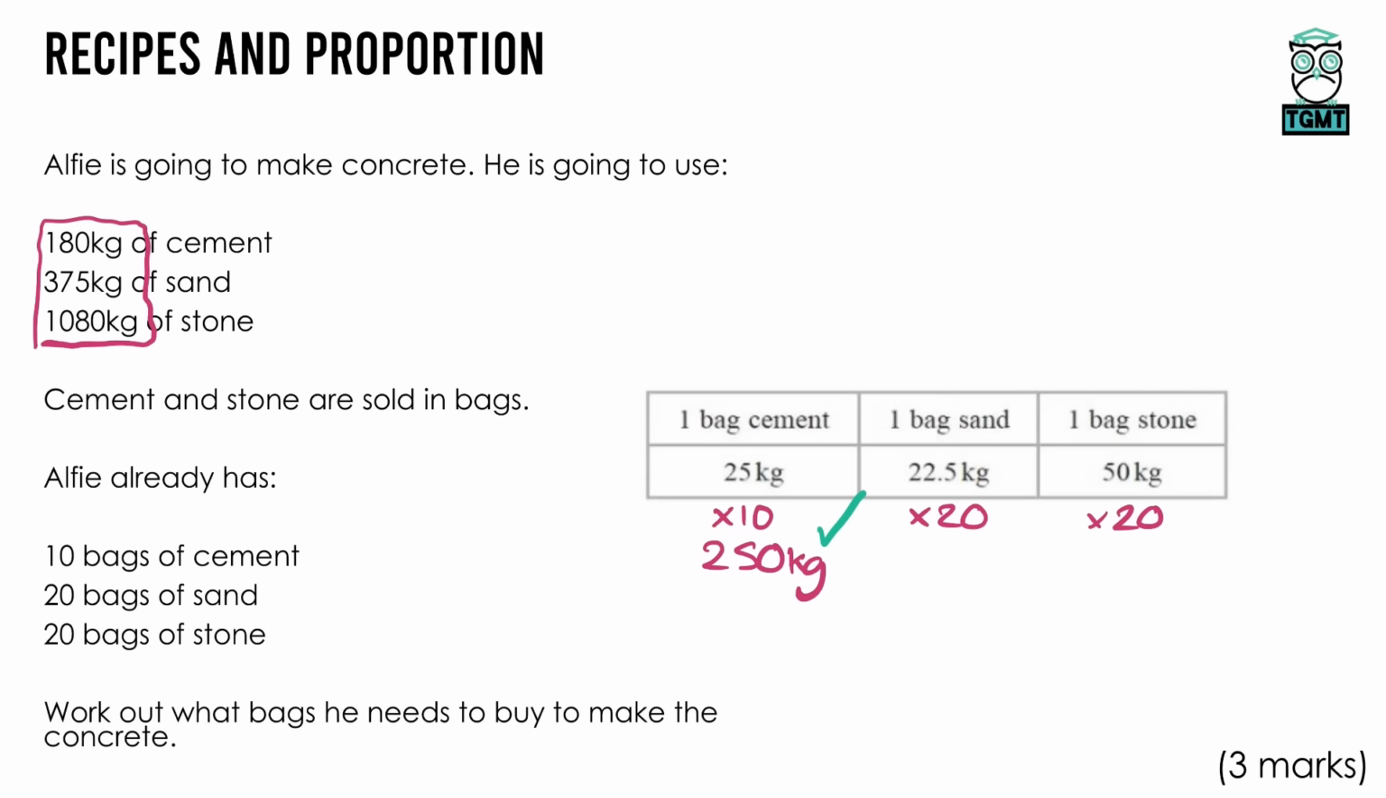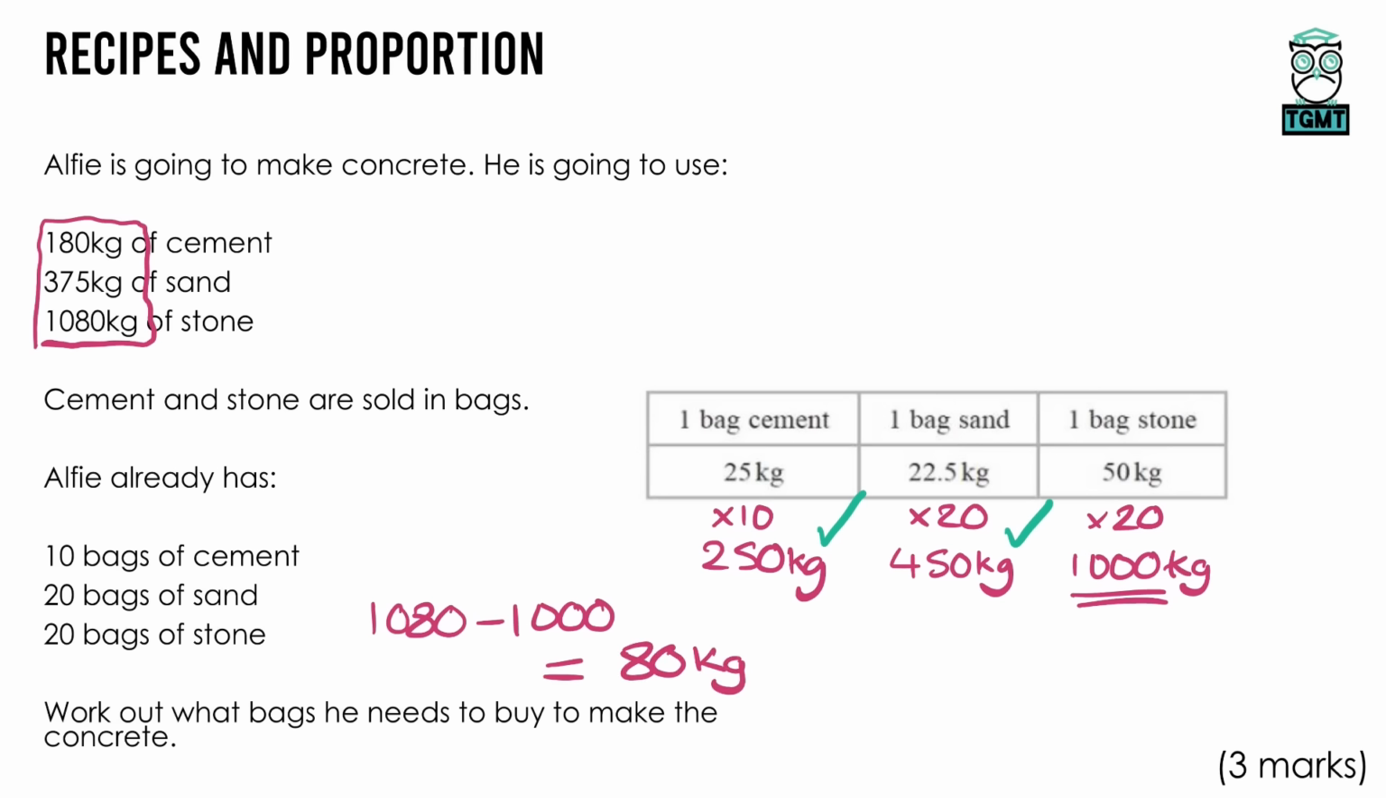On to the next one. 22.5 times 20 is 450 kilograms of sand. We have enough of that. And on to the last one. 50 kilograms times 20 is 1,000 kilograms. Now he needs 1,080 kilograms, so here is the limiting amount and he's going to need to buy more bags of stone. So to write out exactly how much we need, 1,080, subtract the 1,000 that we have, leaves us with 80 kilograms of stone that we need to buy.